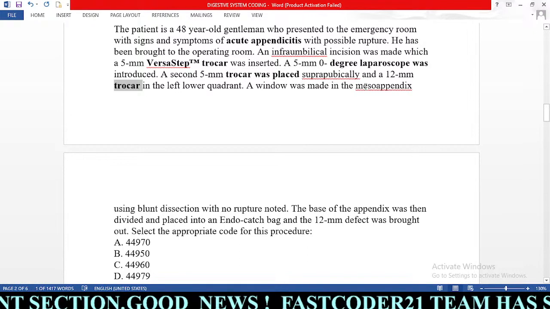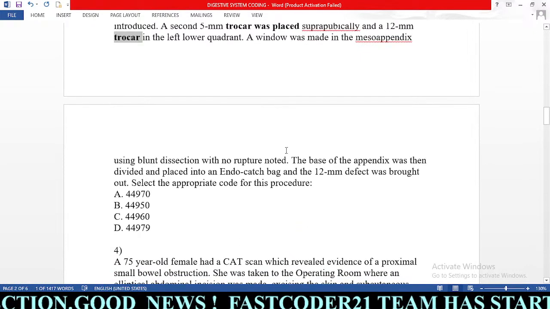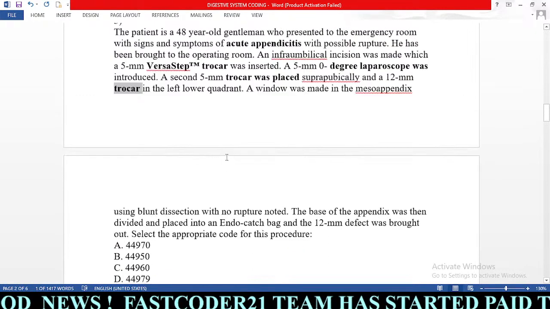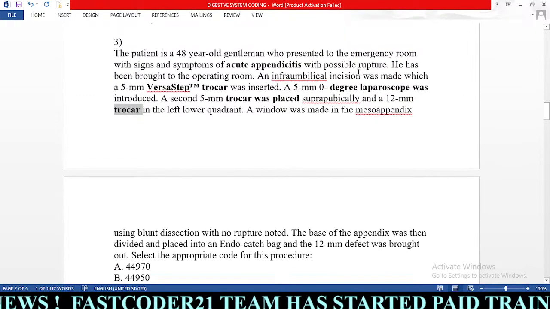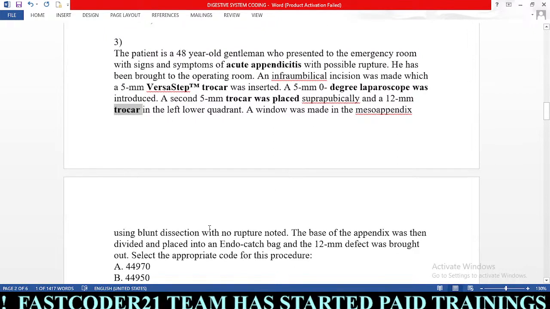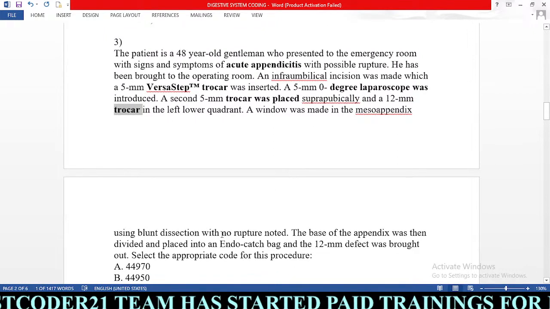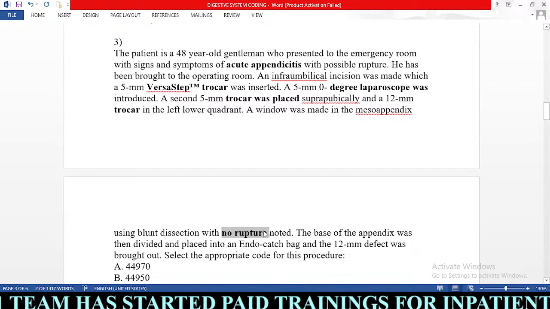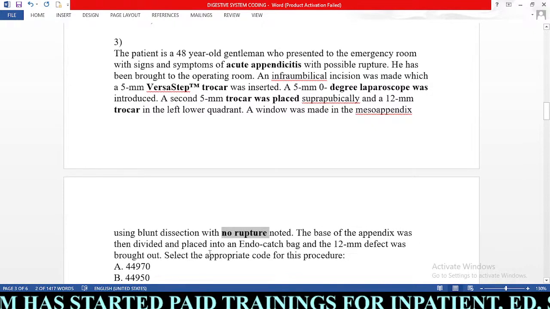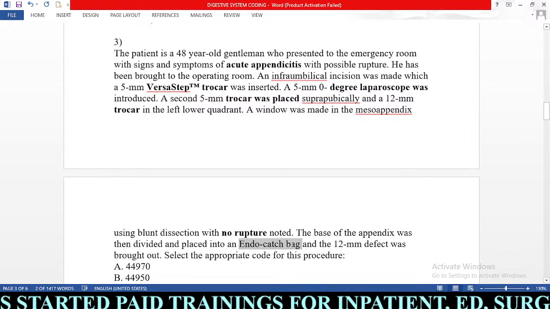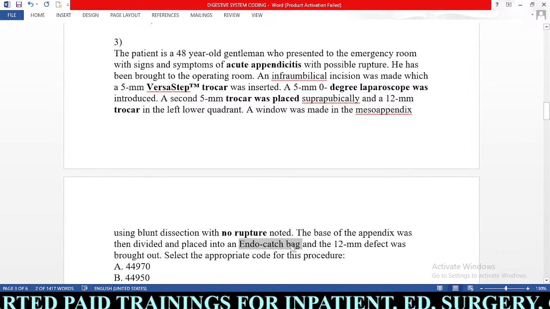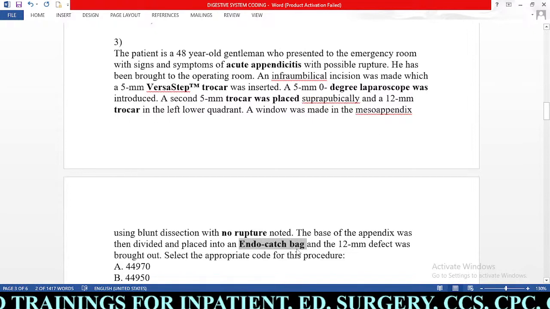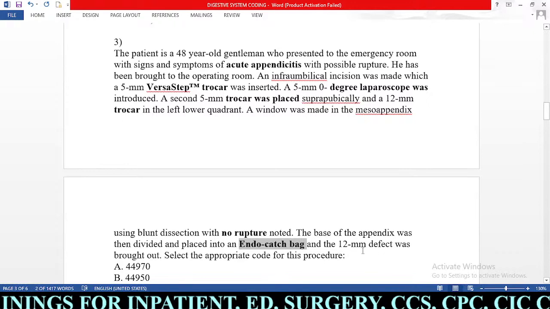A window was made in the mesoappendix using blunt dissection with no rupture noted. That's why possible rupture was mentioned earlier. So in the operative report, the physician is confirming there is no rupture, so we can't code the rupture code here. The base of the appendix was then divided and placed in the endo catch bag. Only in endoscopic procedures will the physician use this endo catch bag, and the defect was brought out.